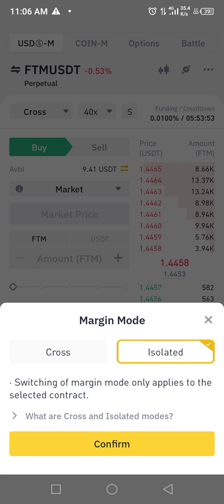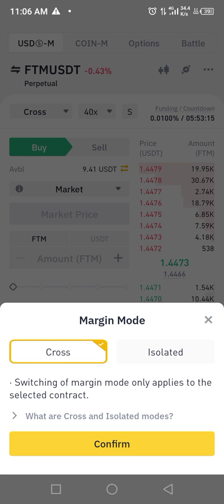So this means that when you open a position using cross margin and the asset hits the liquidation price, your entire futures account balance will automatically become zero. But if you open using isolated margin, only the initial deposit that you used in opening the position will be returned to zero, but the remaining balance of the futures will remain as it is. Do you understand? So know the type of margin you are using.